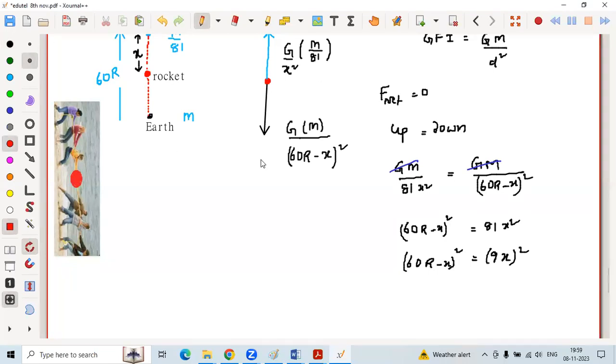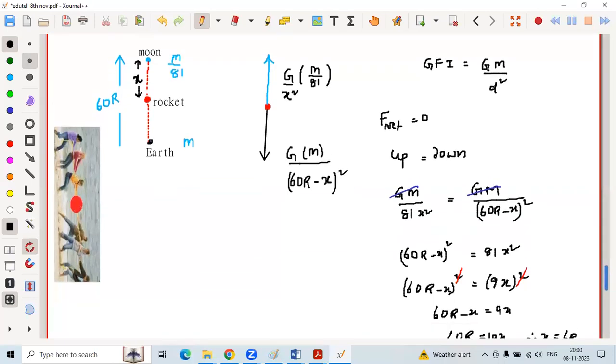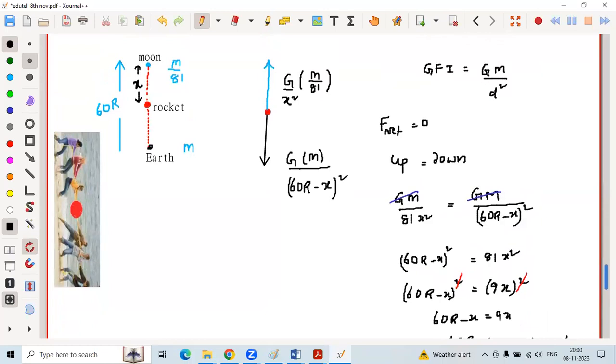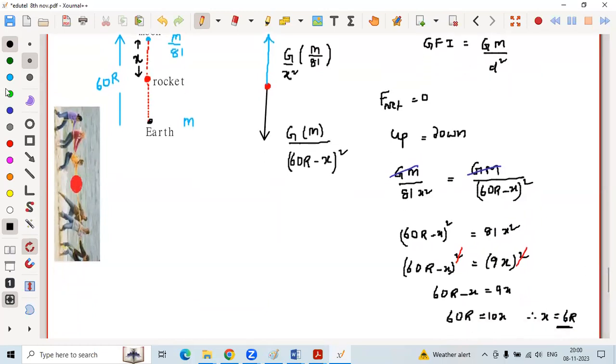Very good. So here what happens, square and square get cancelled. If I cancel square and square, then 60r minus x equals 9x. So 60r is equal to 10x. 0 and 0 cancel, therefore x equals 6r. That means at a distance of 6r from the moon, the field intensity on the rocket will be 0, where r is the radius of the earth. That's all. Copy it first. If you have any doubt, you can ask.